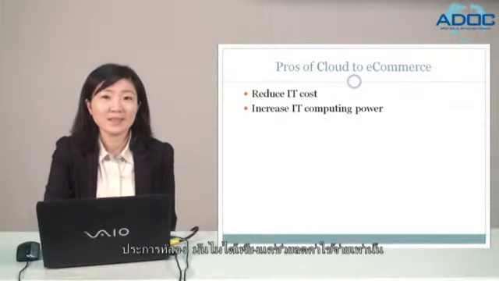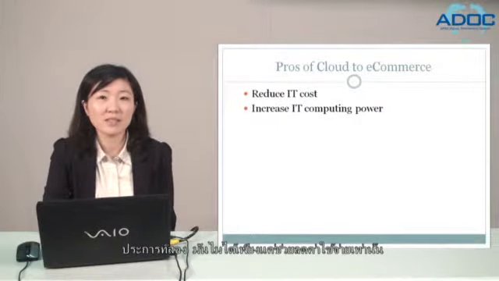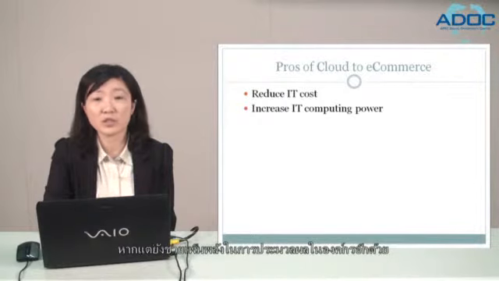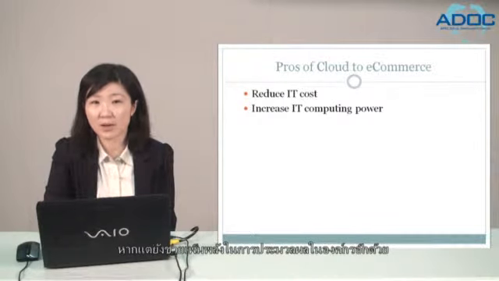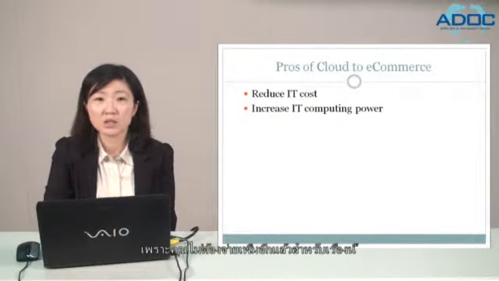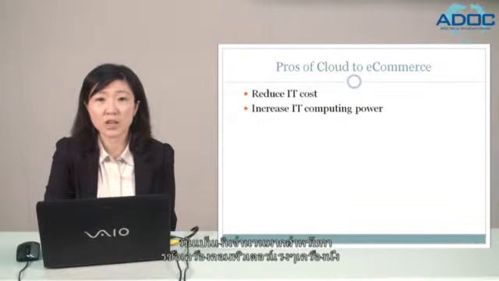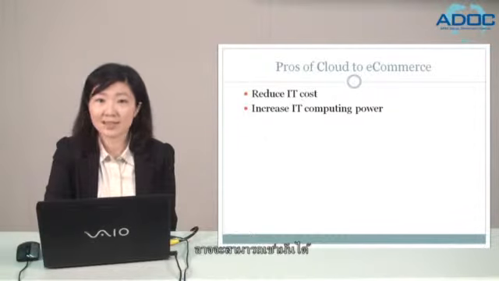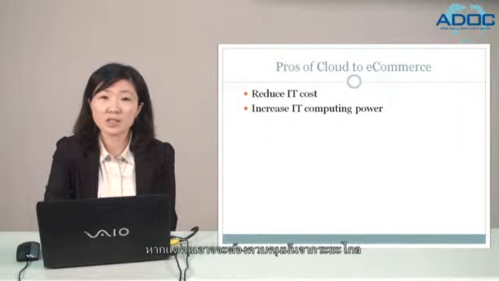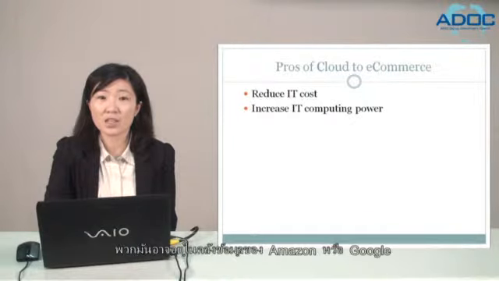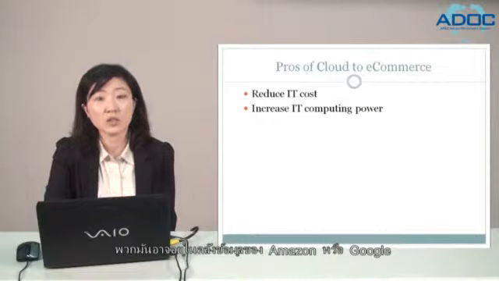The second one: not only save the cost, but also increase IT computing power, because you don't need to spend that much money to purchase very powerful machines. You can just rent it. But your machines are remote. Probably they are in Amazon's location or in Google's locations.